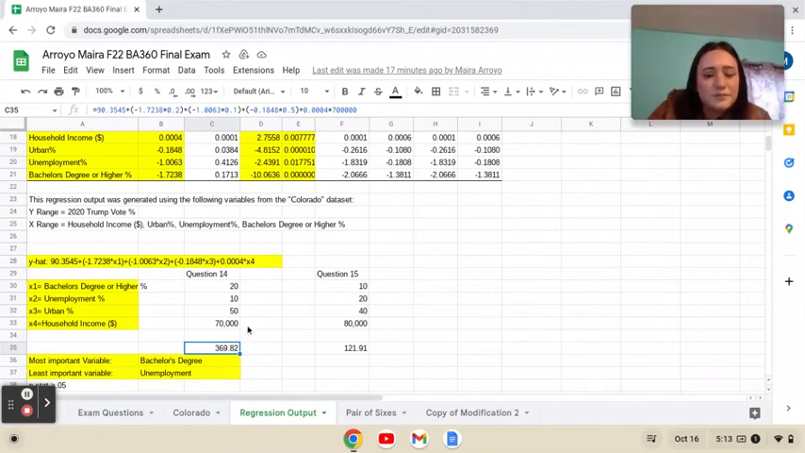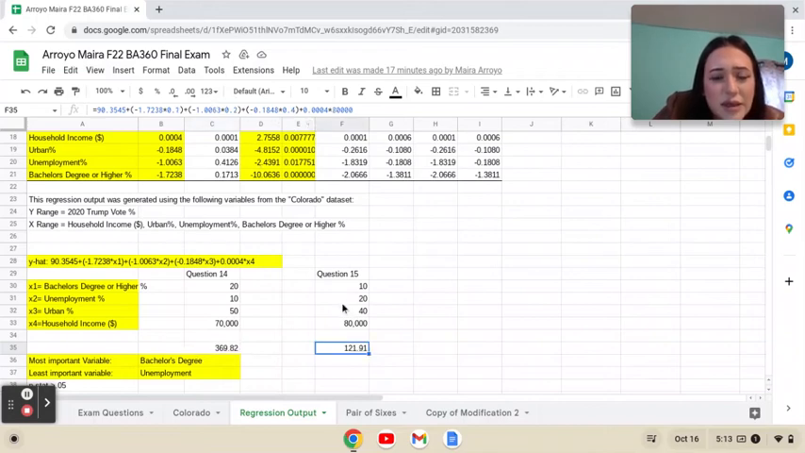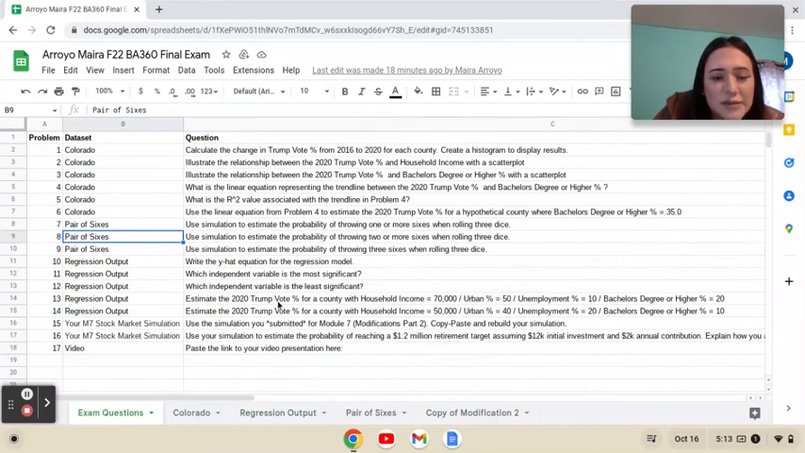So as you can see, with this data set right here, we got 369.82. And then for question 15, which was this data set right here, I did the same thing. I plugged them into my equation, and this is the answer I got, 121.91. You can see there's quite a difference between the two. This one's a lot higher, and this one's a lot lower. So I'm assuming the one that's higher is more votes for Trump, because we're estimating the 2020 Trump percentage. And so that was basically all for my regression output.